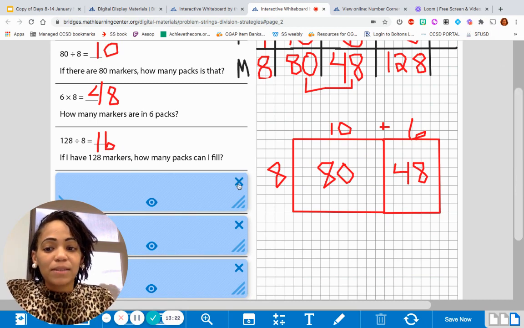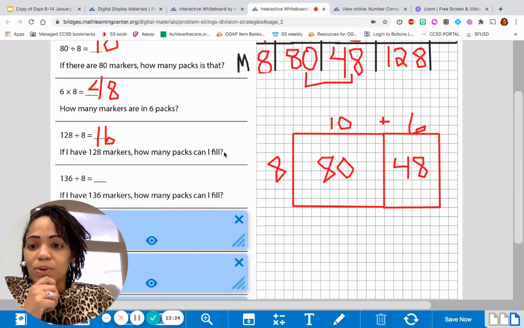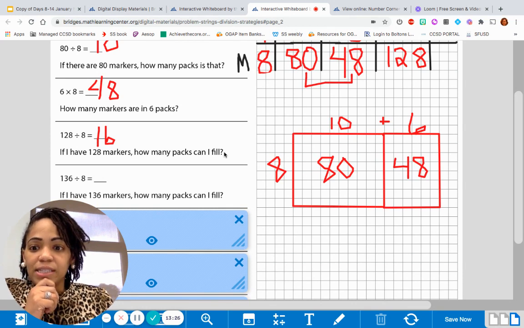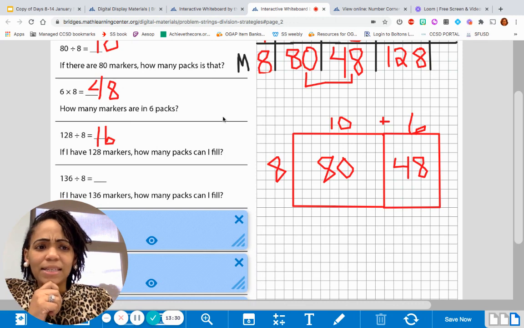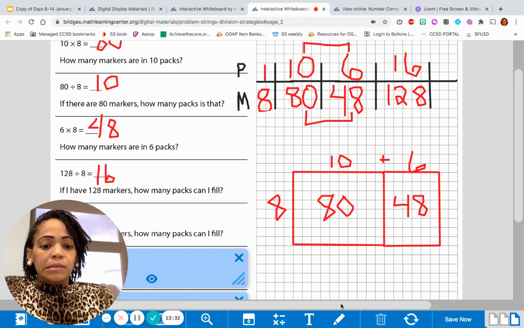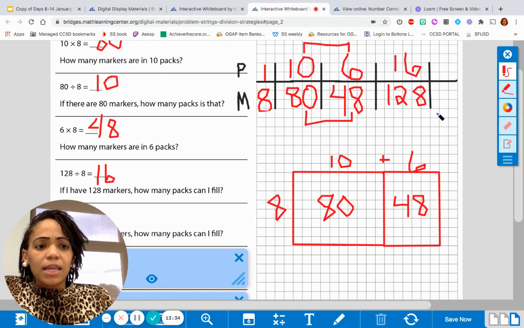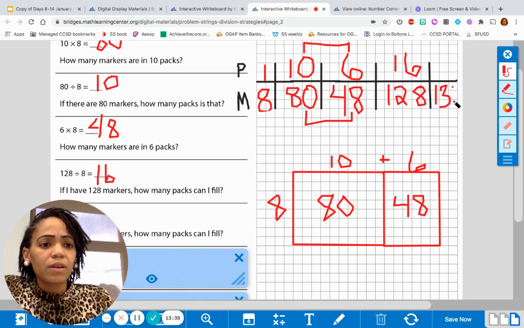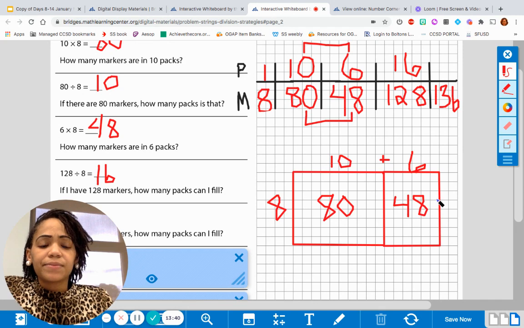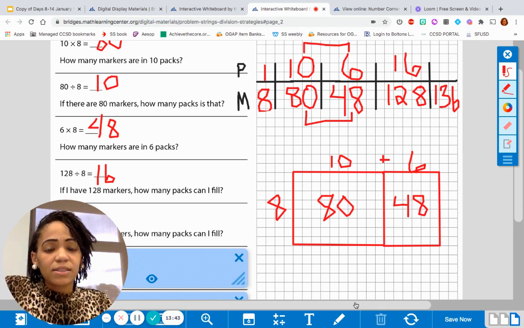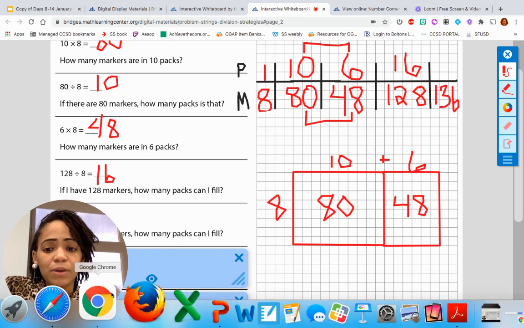Here we go. Next one. Ooh, now I have 136 divided by 8. How many packs can I fill? I'll give y'all a second to think about it. I will say we do know this. We're trying to figure out this. So take a moment, pause this video, and work it out.